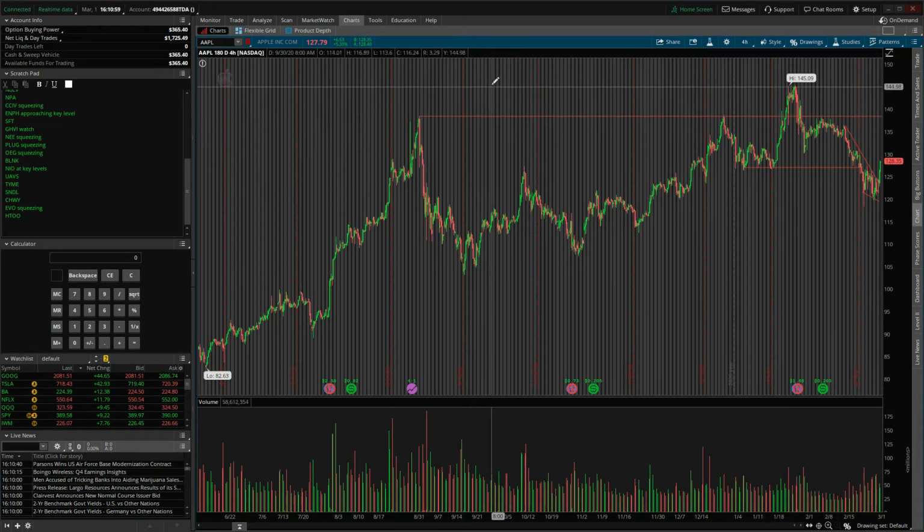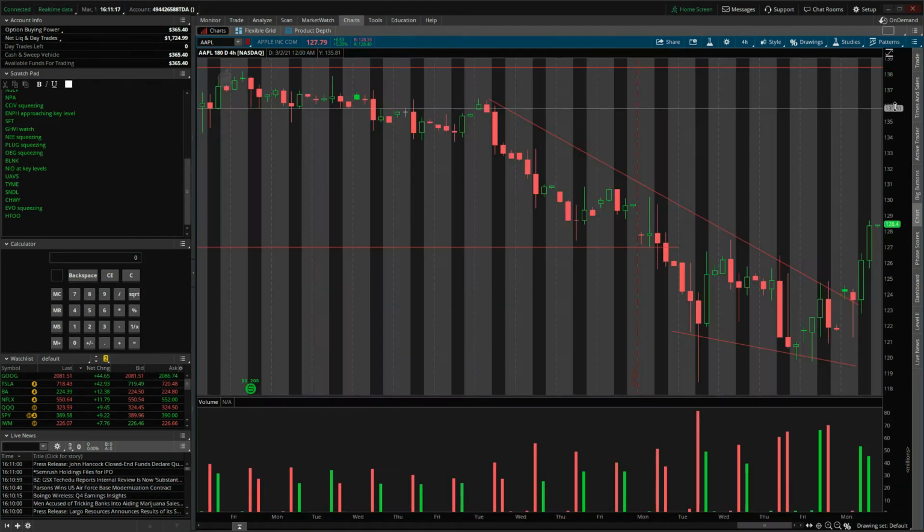Now this is the all-time high of Apple right here, and it came back into this zone, and you can see right here it fell past support, and now it's looking rather bearish. Now what we have right here, when you can't find support and resistance levels, the next best thing you can do is go with trend lines.